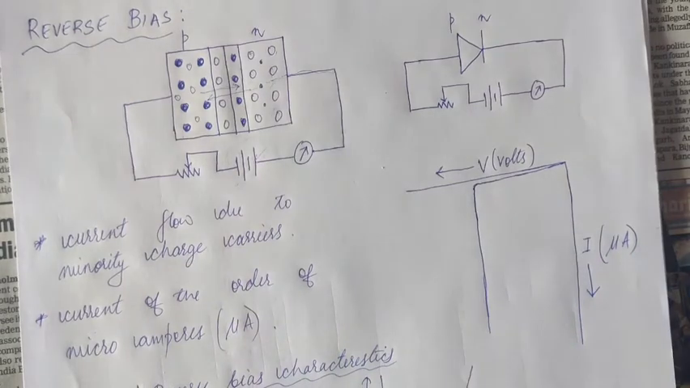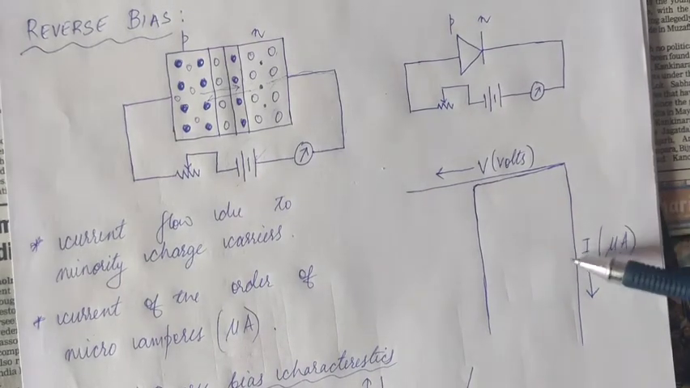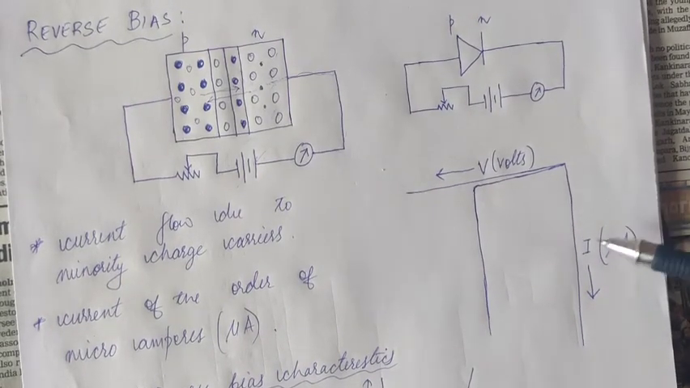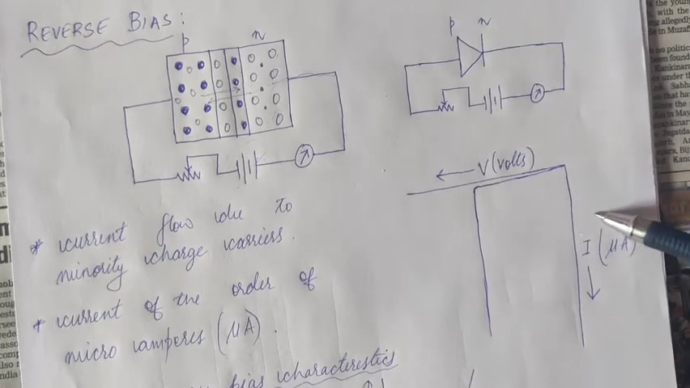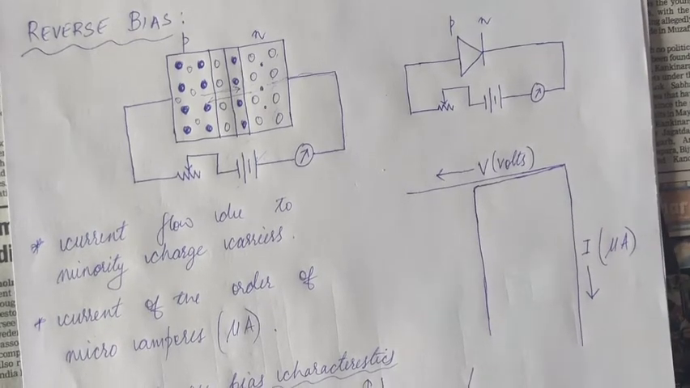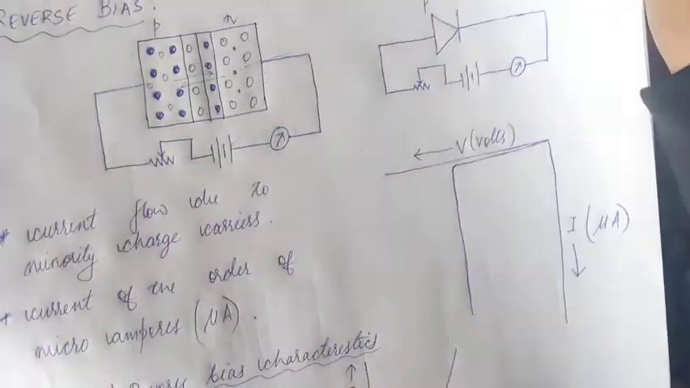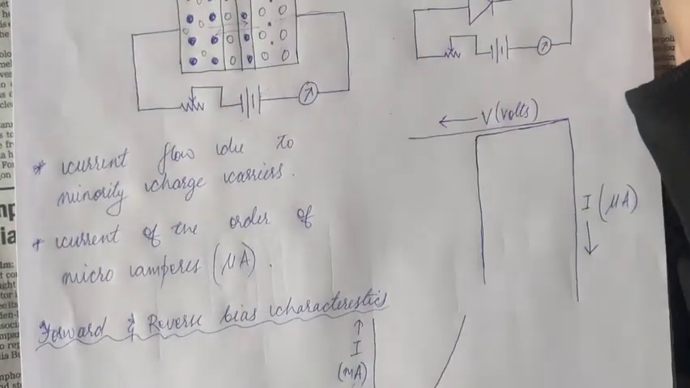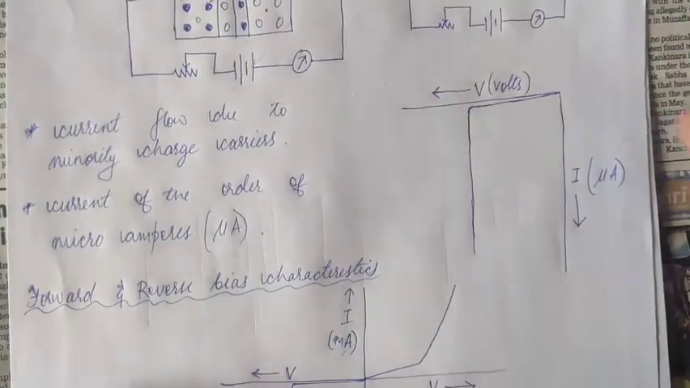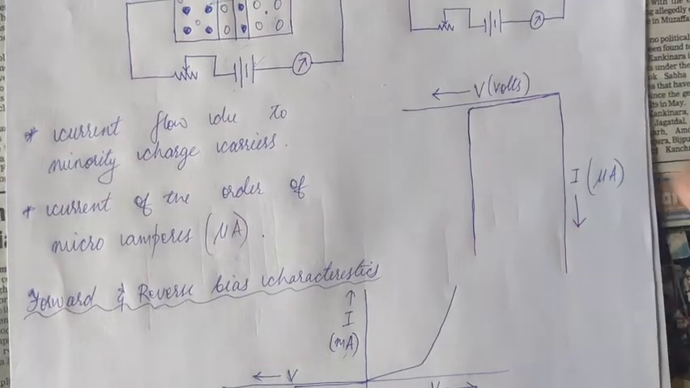Although under reverse bias we see that a very small amount of current is flowing, in the order of microamperes, it is a negligible amount of current. So therefore, we consider it as if there is no flow of current itself. All right, so it's as if there is only current flowing through the diode in one direction. That is under forward bias condition.